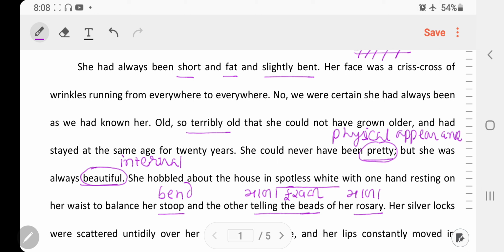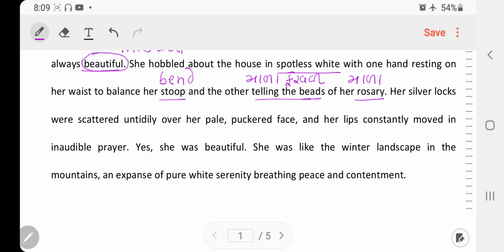And then you have to come to the face. The face was very wrinkled one, right? And then you have to give the description of her attire. That means cloth is spotless, white cloth she used to wear, and walking style she was hobbling, and one hand telling the beads of the rosary, and the other one was rested on her waist to balance her stoop. And now again there is some more description about her physical appearance. Her silver locks, silver you understand, that is white.